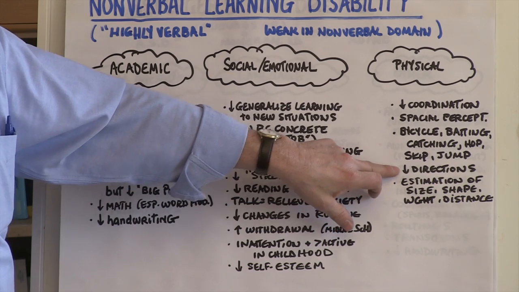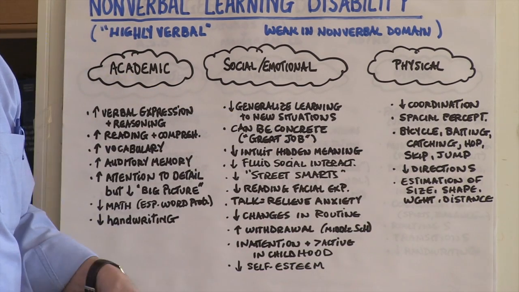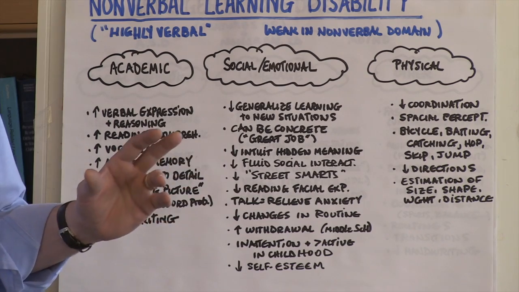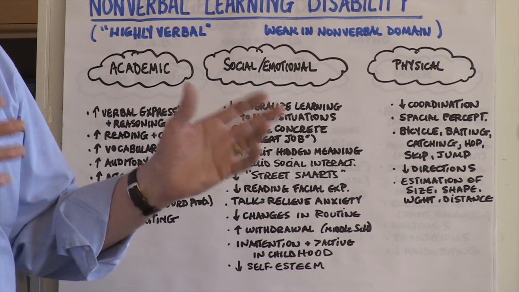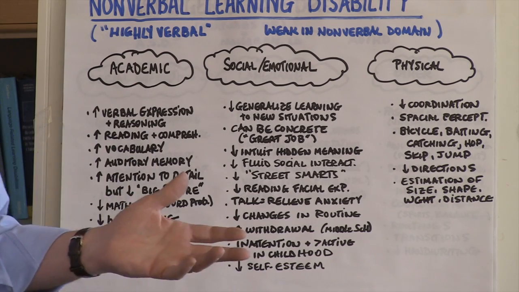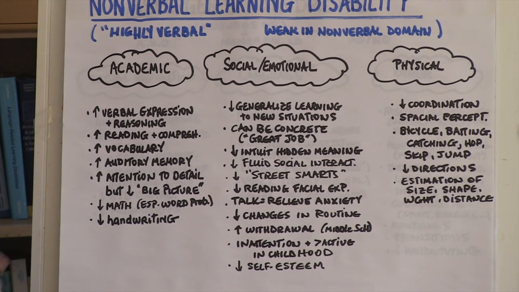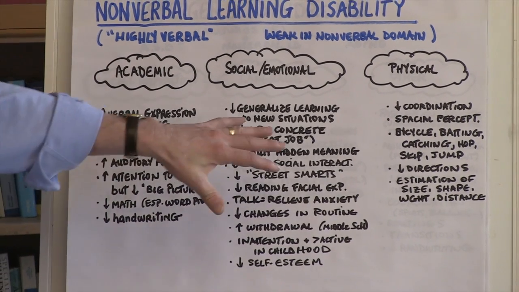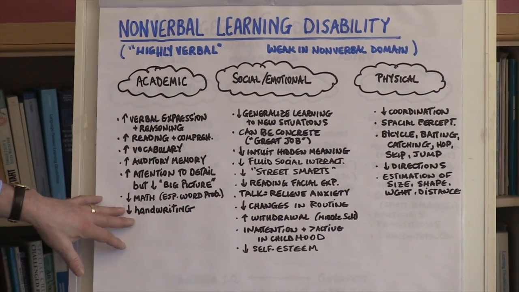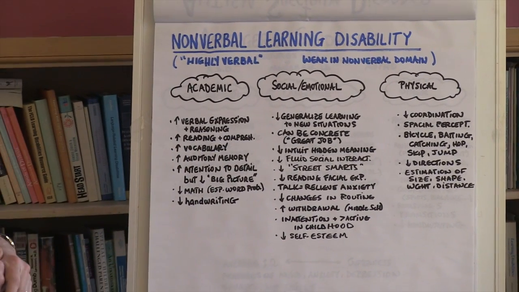They often have difficulties with directions, following directions, or more so, thinking and mapping visual directions in space. And they have difficulties estimating time and shape and weight and distance, which can interfere again with some of their work in math, some of their work in problem solving.